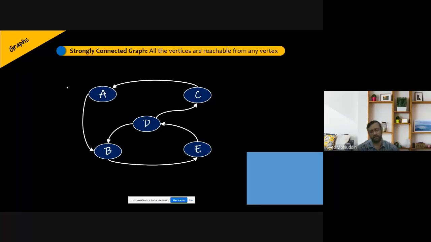So if you look at this graph, starting from any vertex, we will be able to visit any other vertex. This is known as a strongly connected graph.